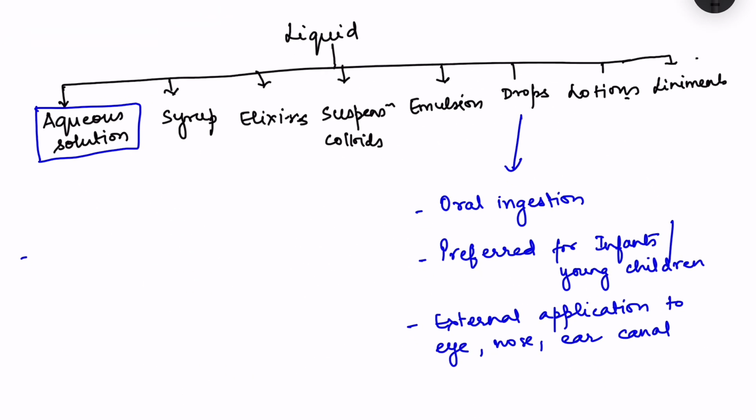Next in liquids is drops. Drops can be for oral ingestion or they can also be for external application to the eye, nose or ear canal. And oral drops are especially preferred for infants or young children. A very famous example is polio drops.